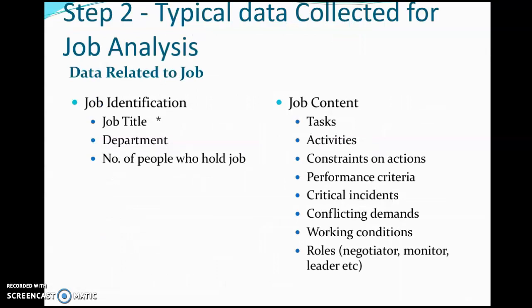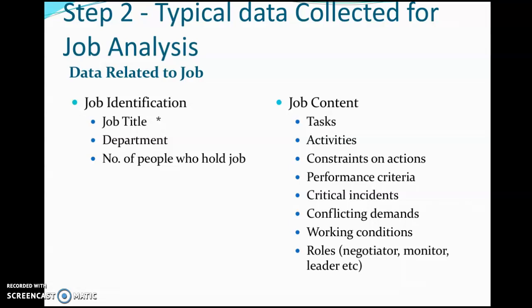Right, so this is just typical information that we would look for with regards to the different data that we want to collect in order to write the best possible job description. So obviously the title of the job, the department, the number of people who hold a job is a big deal, because sometimes we might have 3 people doing a job that 2 people could do, or sometimes we have 3 people doing a job that 4 should really be doing. So that's an interesting dilemma there of looking at the actual volume of work, not just the task, but the volume of work that we're trying to get through.